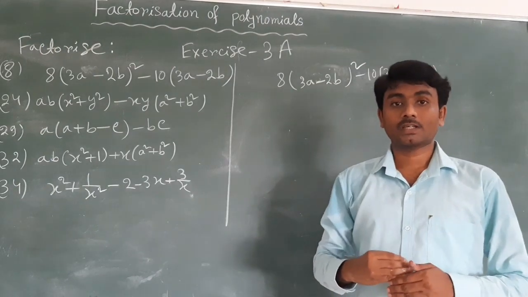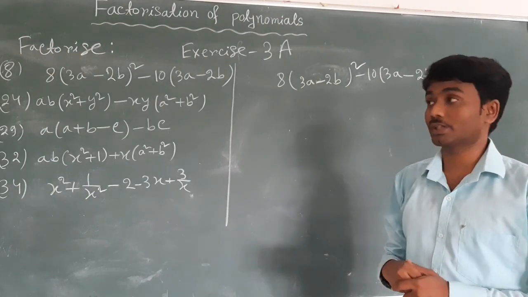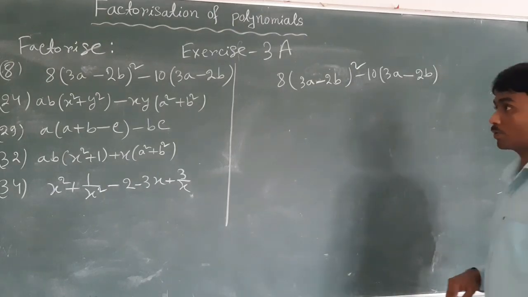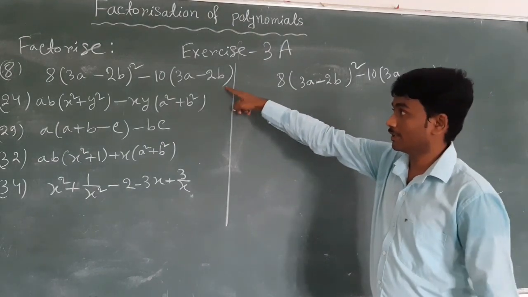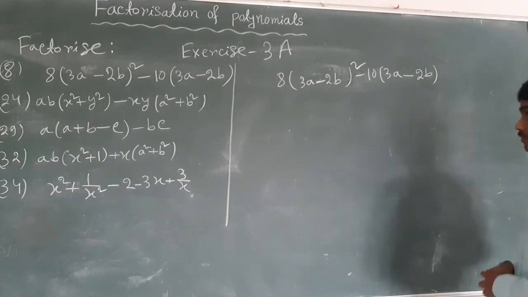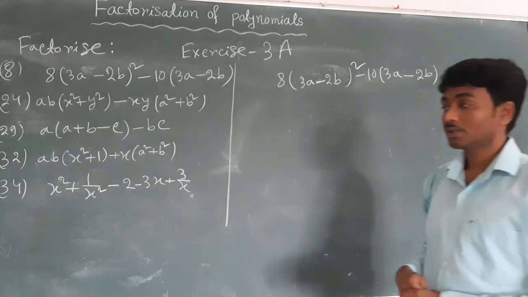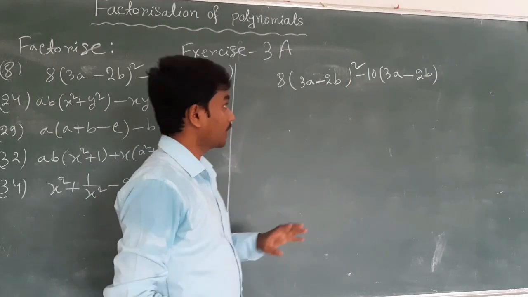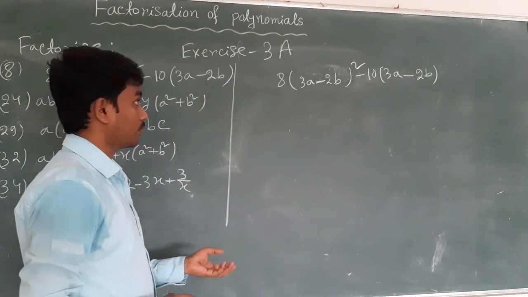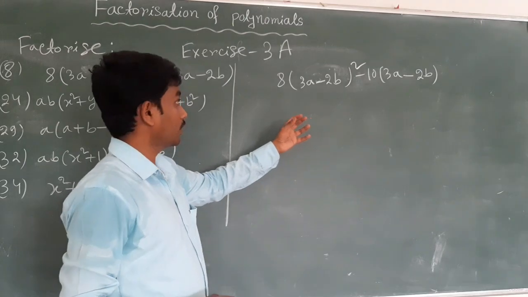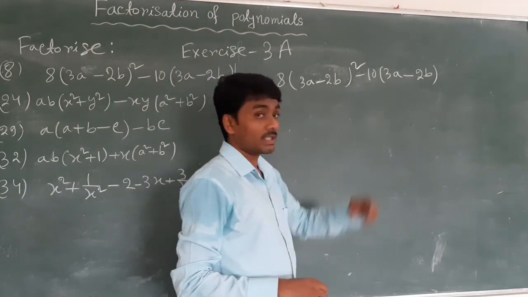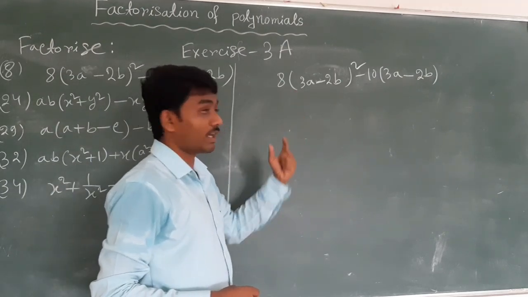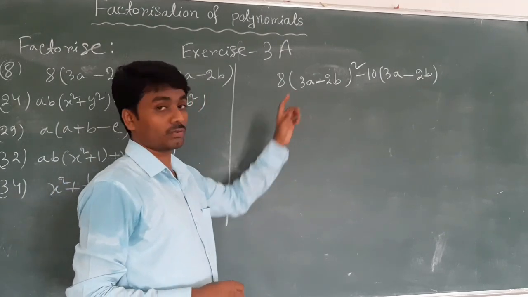Using the first and second method of factorization, now we will solve exercise 3. Question number 8. Factorize the given polynomial. From the given polynomial, we see that this polynomial has two terms, and we can take out a common factor from each of the terms directly. So we use the first method of factorization in this question.